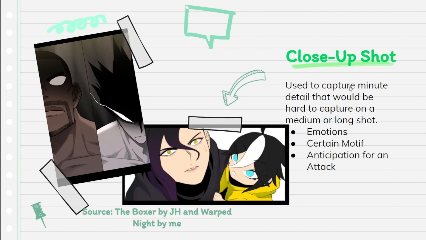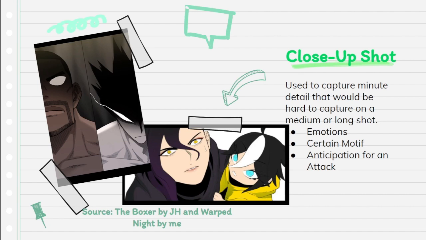So another famous example is when you're throwing a punch, you're pulling your hand back. A close-up shot on that scene, you pulling your hand back, helps in showing your emotion when you're throwing the punch, and even the motif of your hand being pulled back to throw the punch.